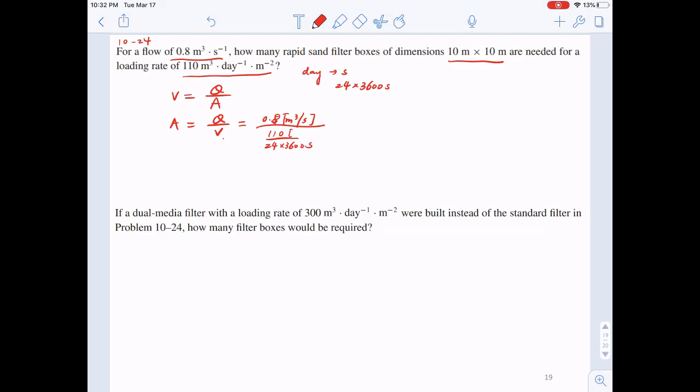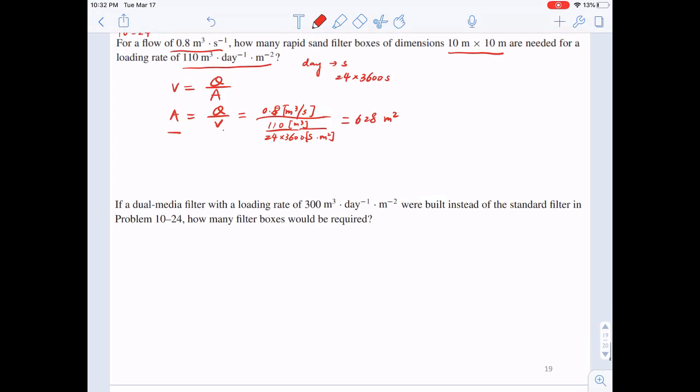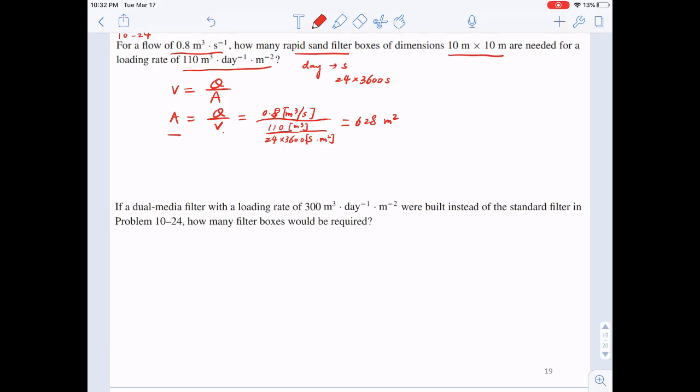And here we have the meter cube. And here we have second, and then meter square. So this turns out to be 628 meters square. Basically this is the total surface area that's required by this rapid sand filter box.